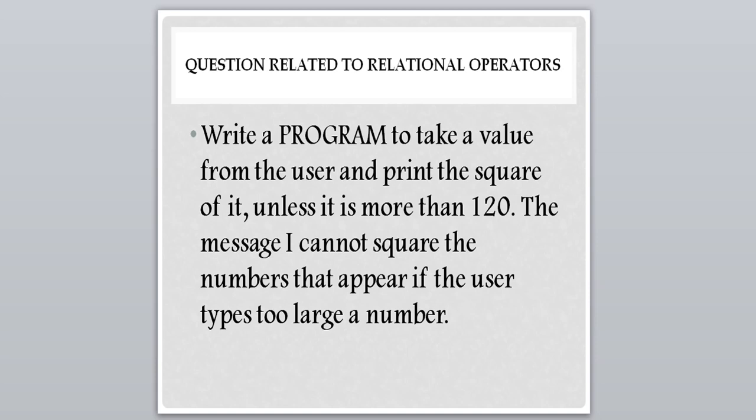So whatever value the user inputs, you have to print the square of it. Now you have to devise a plan, a strategy, a Python program, so that you are able to print the square of it, unless it is more than 120. That means you can print only the squares less than 120, not even equal to 120 or more than 120. The message is: I cannot square the numbers that appear if the user types too large a number.